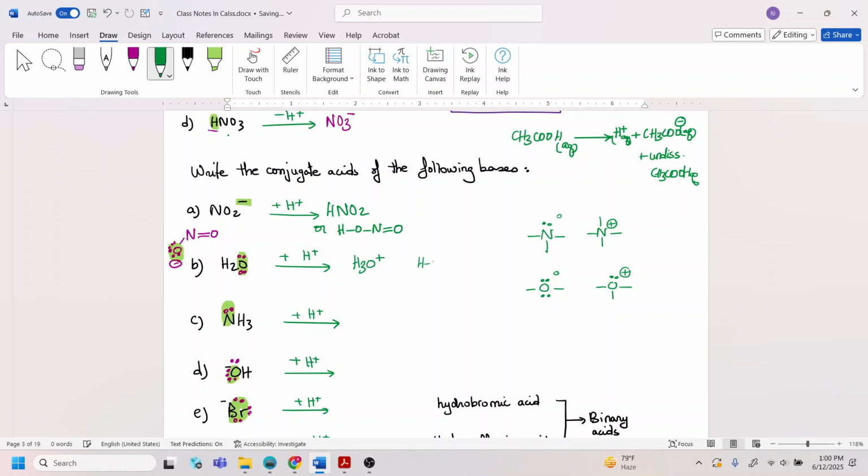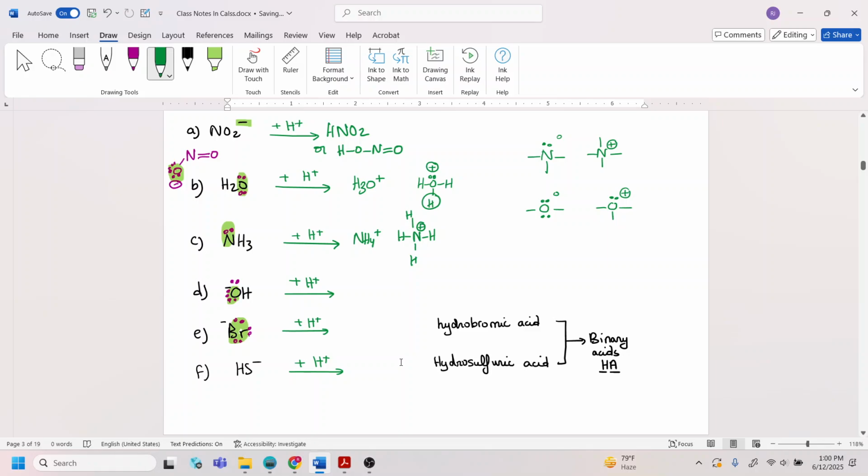Or you can write it as, if it's easier for you, you're allowing the hydrogen to bond to the electron-rich site, so it's going to bond to the oxygen. Same thing over here, it's going to be an NH4 plus, or you can write it in its Lewis structure there, allowing the hydrogen to bond to the electron-rich site. Please make sure to follow the formal charges of the oxygens and the nitrogens whenever you are writing your conjugate acids.